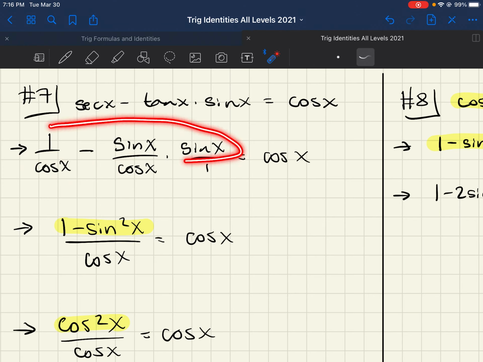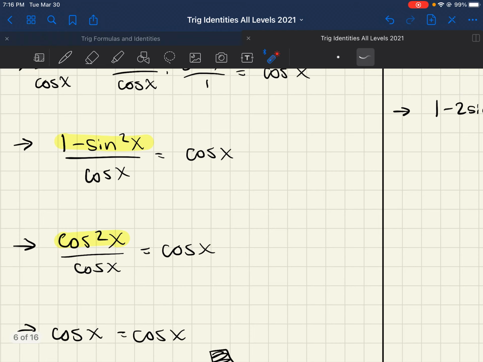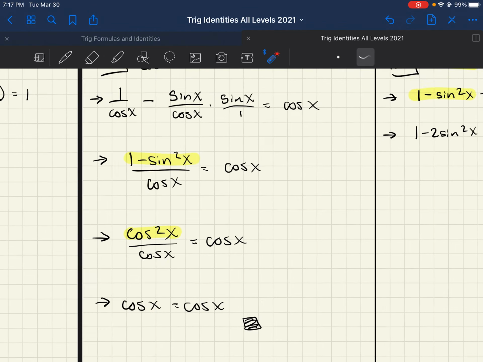So we can combine the numerators, 1 minus sine squared over the common denominator cosine. And 1 minus sine squared is a Pythagorean identity, which is cosine squared. Now cosine squared divided by cosine is just cosine, which is what we wanted to prove.